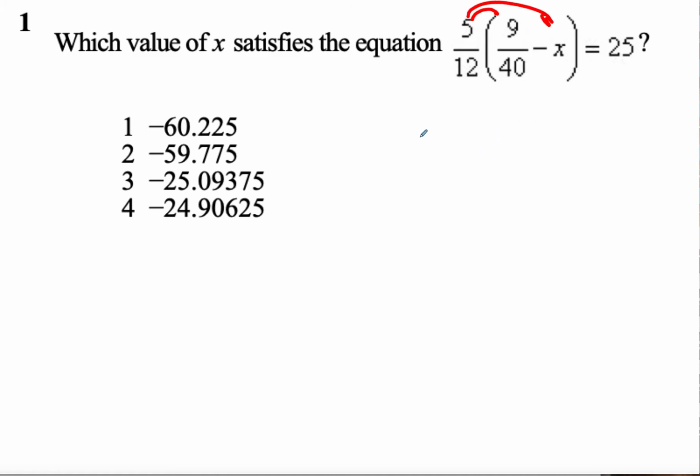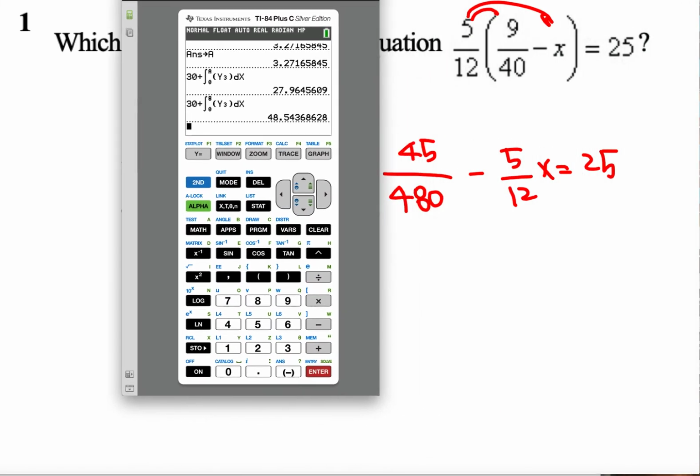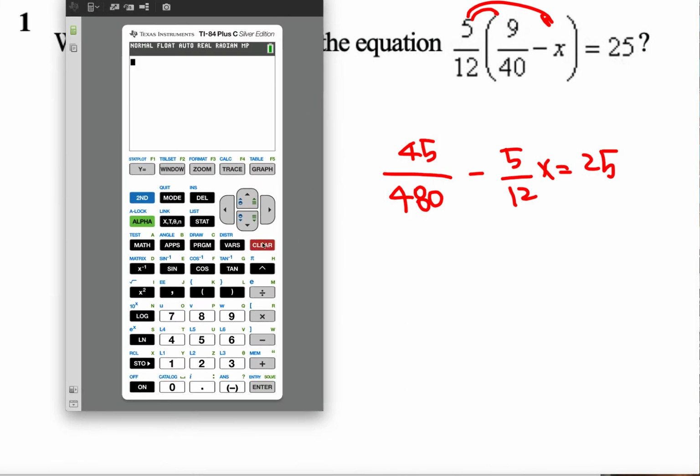So then what do we end up getting? We get 45. 12 times 40 becomes 480, minus 5/12x equals 25. Then I'm going to subtract 45/480 from both sides, and the way that I'm going to do it is using the calculator here.